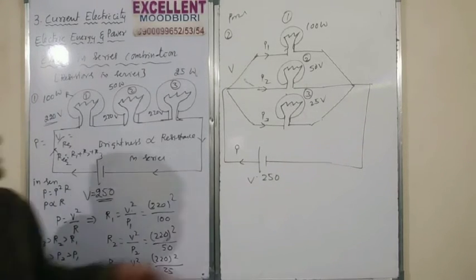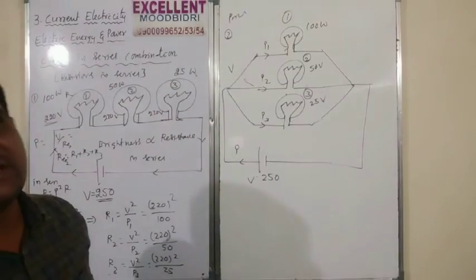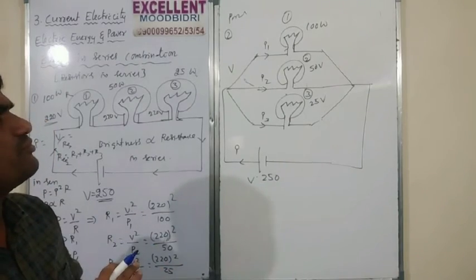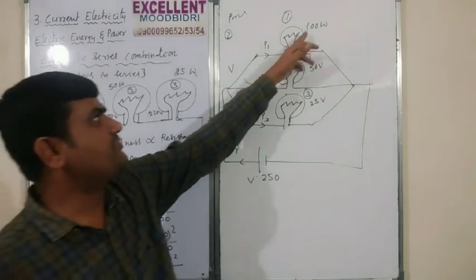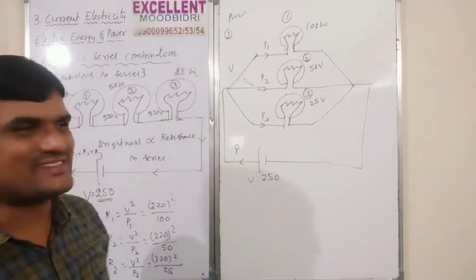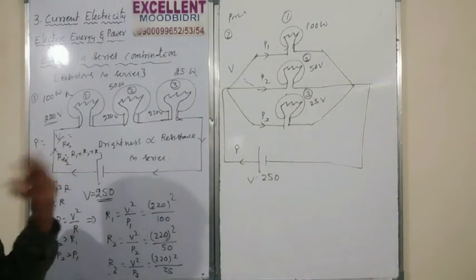Alright? Okay. So now here is the parallel combination. Which one is having more brightness? That is my question. Which bulb is having more brightness? This is a 100 watt, this is a 50 watt, this is a 25 watt. Reverse only, right? Yes or no? So the 25 watt is having more brightness. So now which is having more?